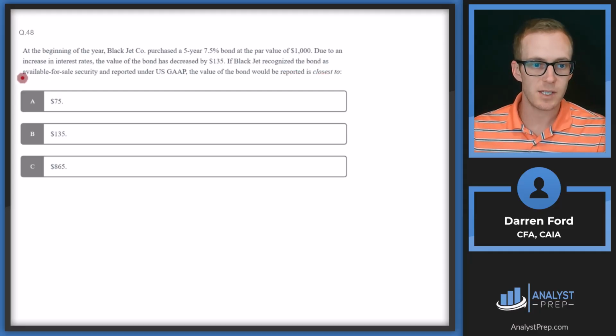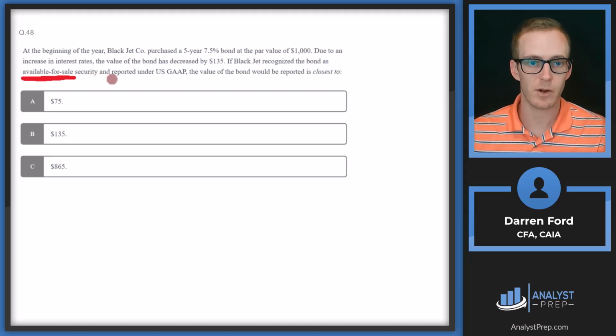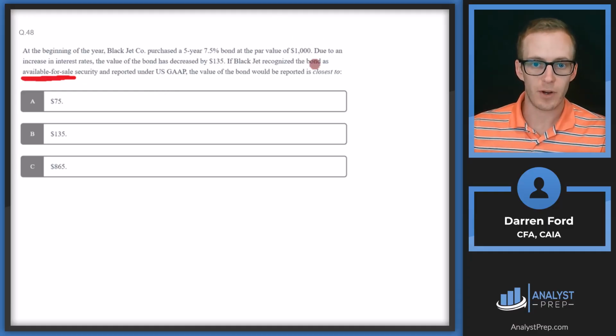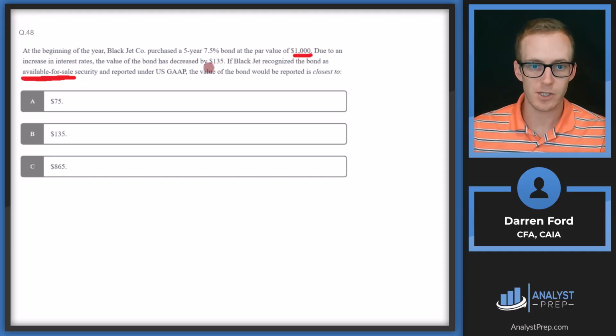So the key here is it's available for sale. If we're holding something as available for sale, it means that we're considering selling that or trading it. And so under that scenario, we need to hold it at fair value. So to figure out fair value, we bought the bond at $1,000. It decreased by $135. So pretty straightforward calculation gives us an $865 value. And that is what we'll be holding that bond at on our balance sheet.